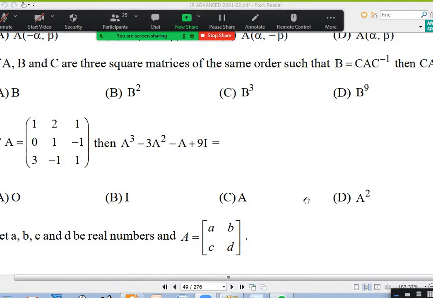Without finding A square, A cube, and all that, anybody want to tell an easy method for the 10th one? Sir, Cayley-Hamilton. Yes. You can take det of A minus xI equal to 0. Expand, you'll get a cubic equation, and substitute x as A, and take the constant as a constant times the identity matrix. Directly, that equation.